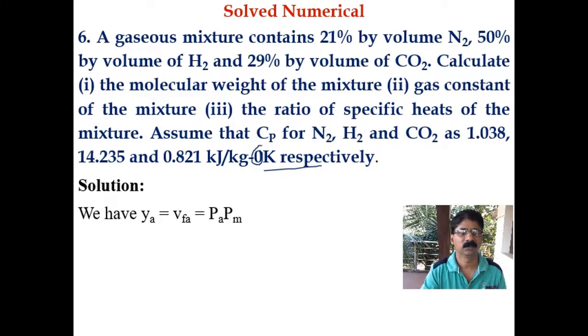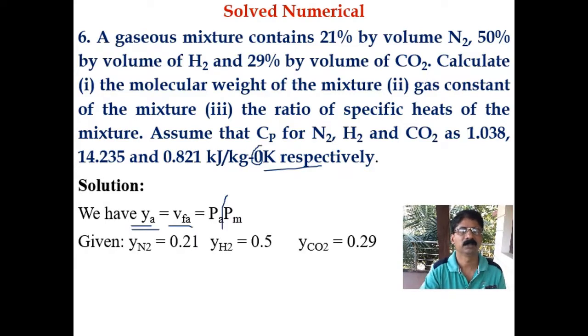Now you know that the mole fraction is also equal to the volume fraction, which is nothing but Pa by Pm. So here the volume fraction of N2 is 0.21, the volume fraction of hydrogen is 50%, and the volume fraction of CO2 is 0.29. So the volume fractions of nitrogen, hydrogen and CO2 are given as 21%, 50% and 29%.